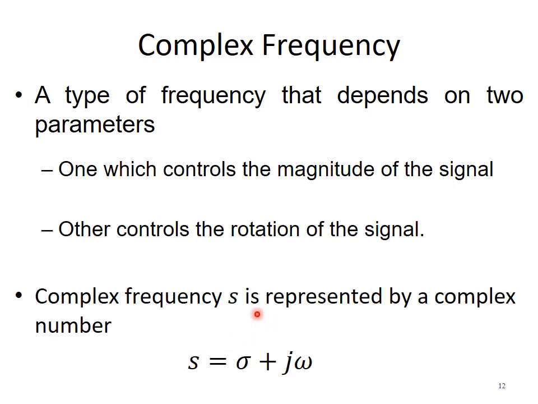Since the complex frequency is a two-dimensional frequency, it shows the rate of change of magnitude as well as the rate of change of phase angle. So it is best represented by a complex number. The real part is sigma, and omega is represented by the imaginary part. Again, imaginary part doesn't mean omega is imaginary or doesn't exist. Both frequencies exist, but it is most convenient to represent the combination of these frequencies with a complex number, therefore one has to be real and the other imaginary.